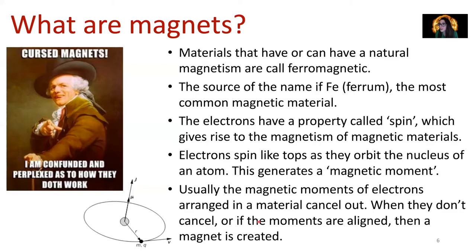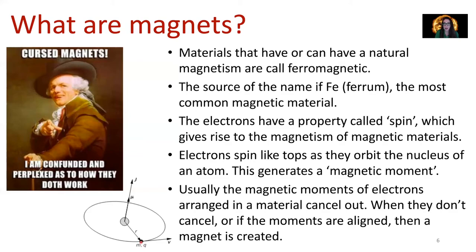But sometimes, overall, the whole material's magnetic moments might not cancel, and you could get that material to be magnetic. Or if you use something like an additional strong magnetic field brought close to that material, you can align the magnetic moments of the electrons, and then you can generate a magnet. You can create a magnet as well. So a magnet is just a metallic object that has a magnetic field of its own.